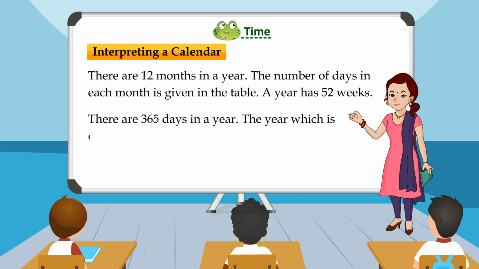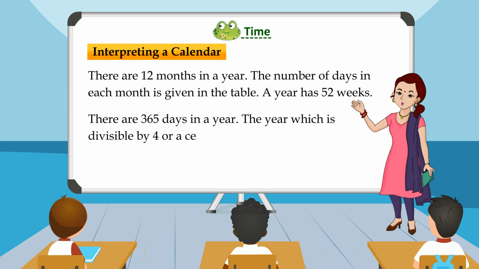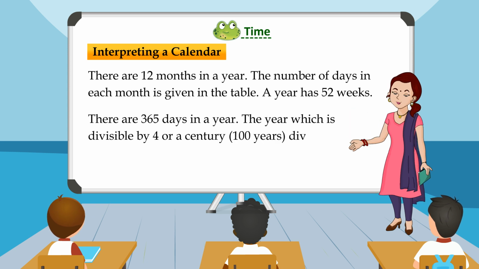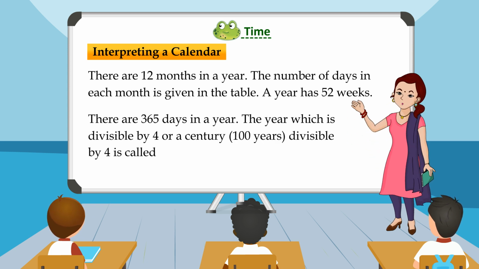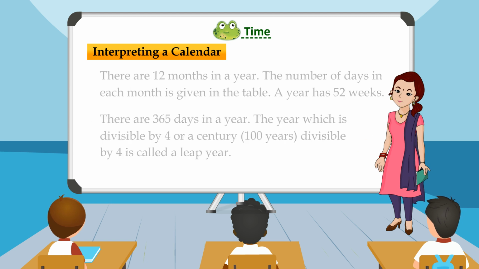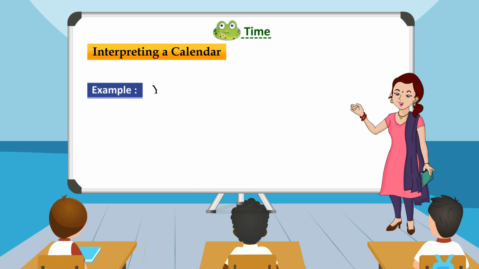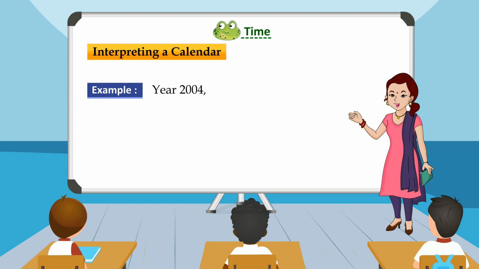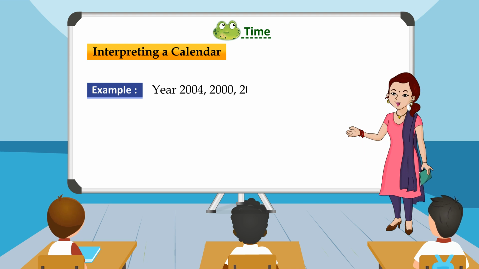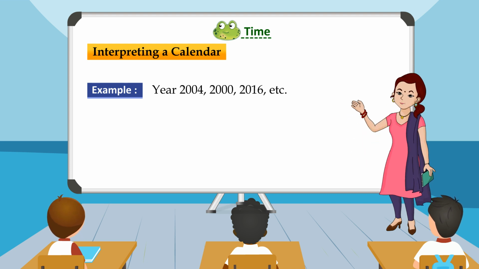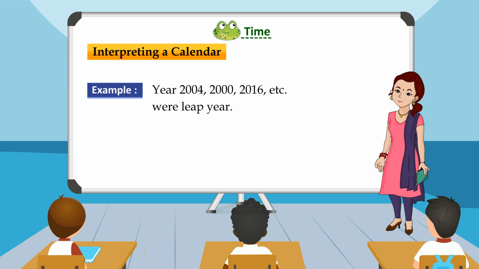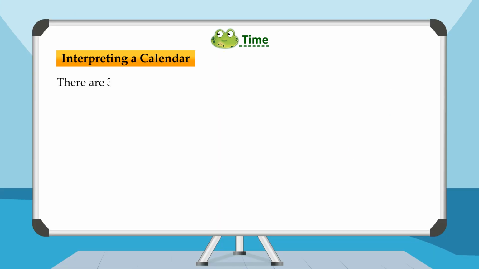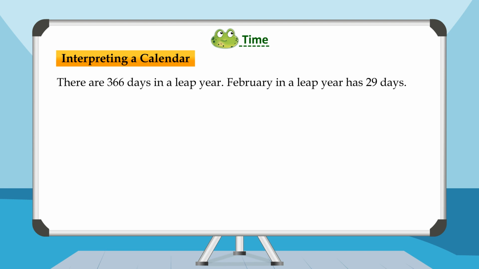The year which is divisible by 4, or a century, 100 years, divisible by 400, is called a leap year. For example, years 2004, 2000, 2016, etc. were leap years. There are 366 days in a leap year. February in a leap year has 29 days.